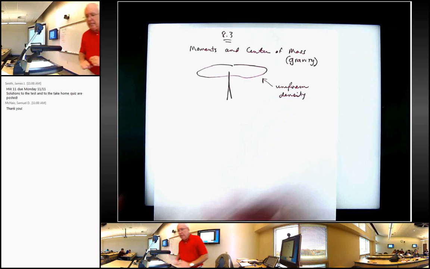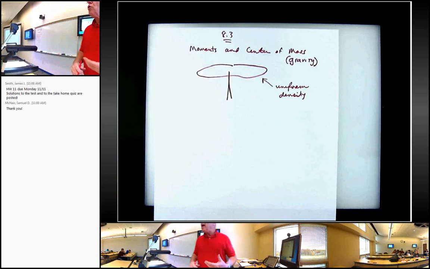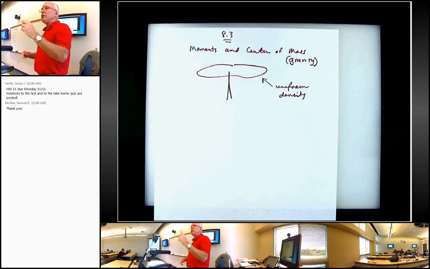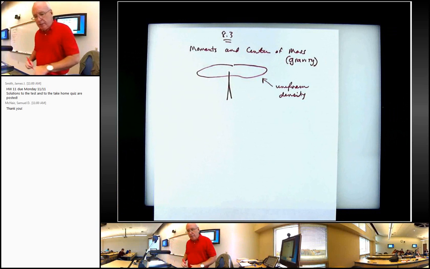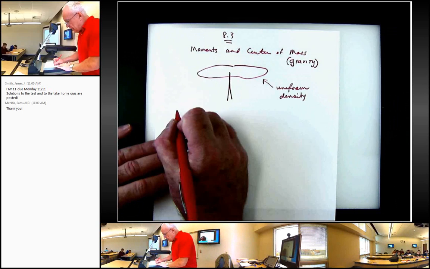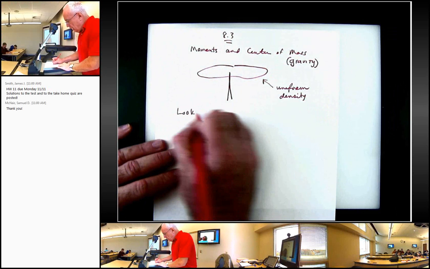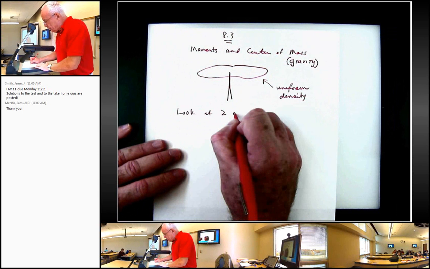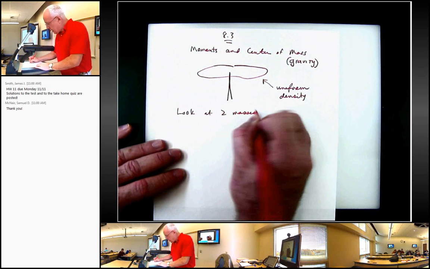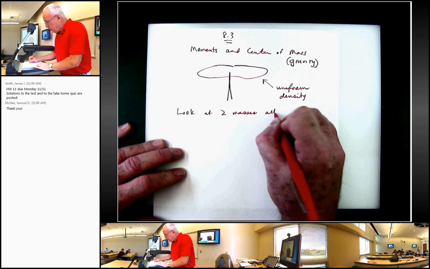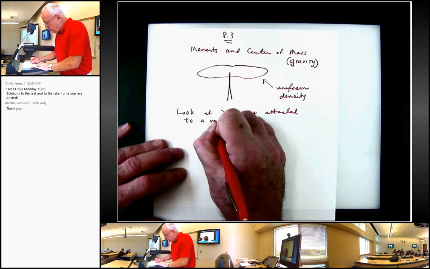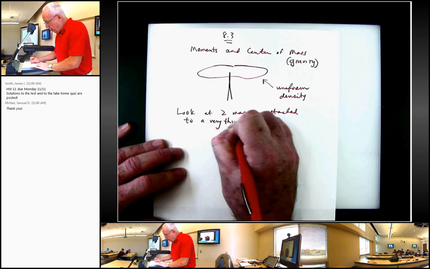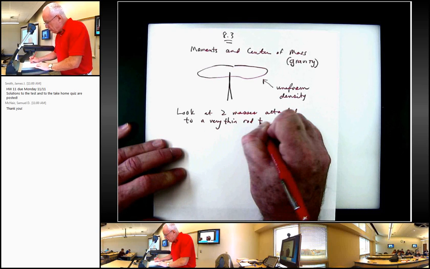To get there, we need to backtrack to the case where we're looking at it like a seesaw. Let's look at two masses, two objects of some kind, attached to a very thin rod that's balanced on a fulcrum.